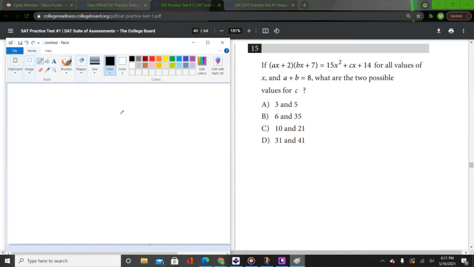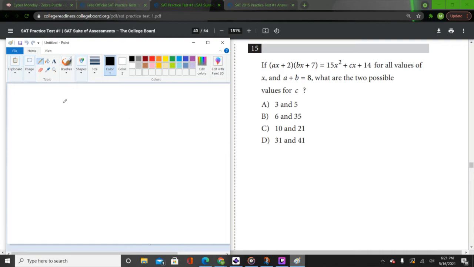If a times x plus 2 times b times x plus 7 is equal to 15x squared plus cx plus 14 for all values of x, and a plus b is equal to 8, what are two possible values for c? All right. So this one is fun. This is actually a fun problem to do.